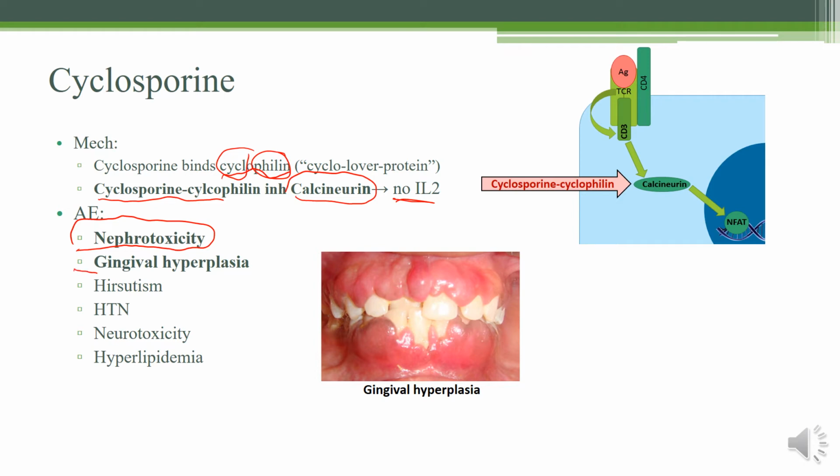Another one that's very unique for it is gingival hyperplasia. This is often seen in cyclosporine and some of the anti-epileptics, so it's very rare and it's often testable right there. Other symptoms that it can cause are hirsutism, which just means hair, hypertension, neurotoxicity, and hyperlipidemia.